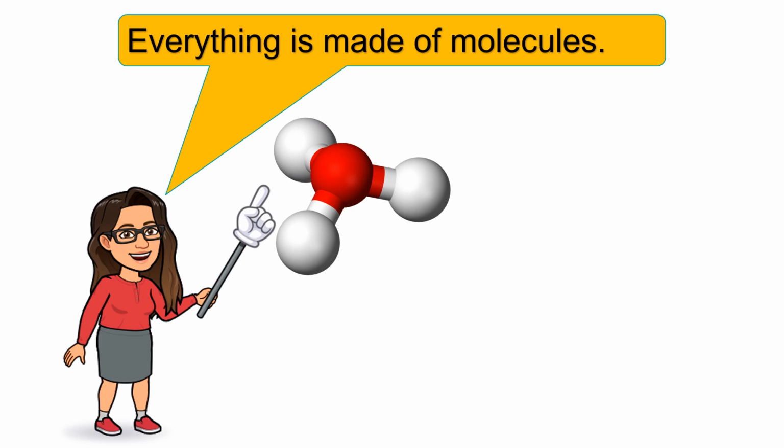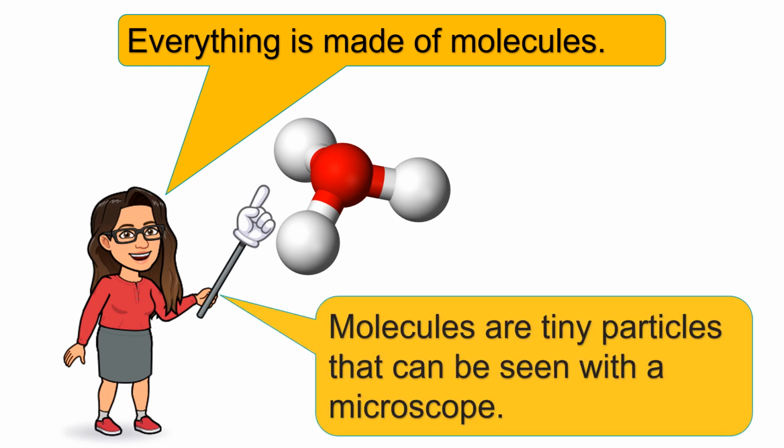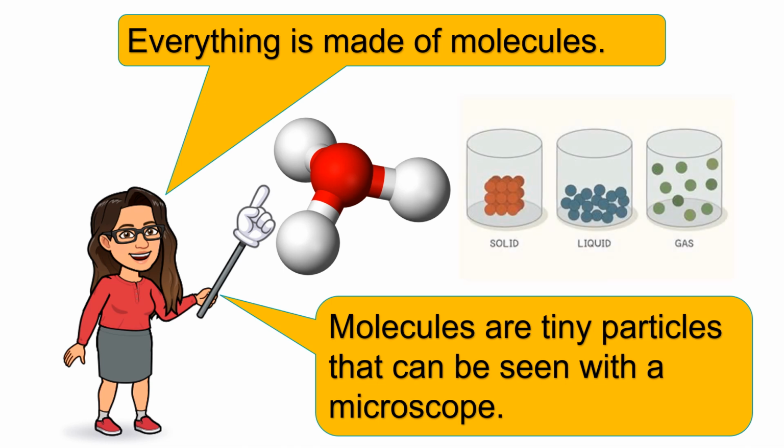Everything around us is made of tiny molecules. Molecules are tiny particles that can be seen with a microscope. In some objects, the molecules are jam-packed together, and in others, they are loosely packed together. This picture illustrates the amount of molecules in solids, liquids, and gases.